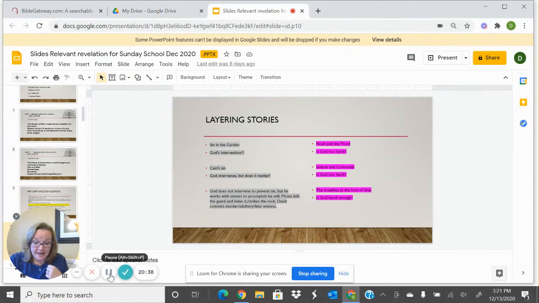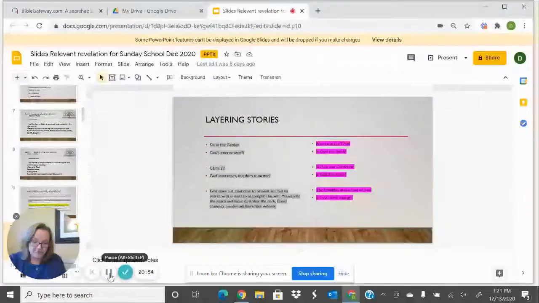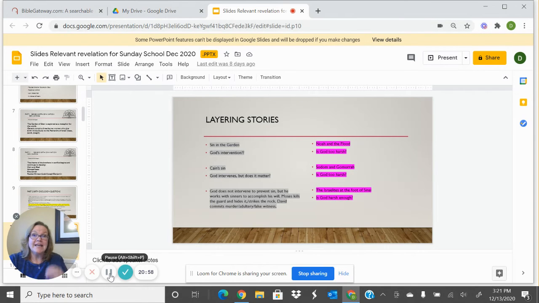Well, let me help you with that. The very next verse, after God intervenes with Cain and tries to talk to him and tries to guide him and tries to direct him away from sin: "Now Cain said to his brother Abel, let's go out to the field. And while they were in the field, Cain attacked his brother Abel and killed him." That is the very next verse. It did not matter. God's intervention wouldn't matter. It's fascinating to think about.